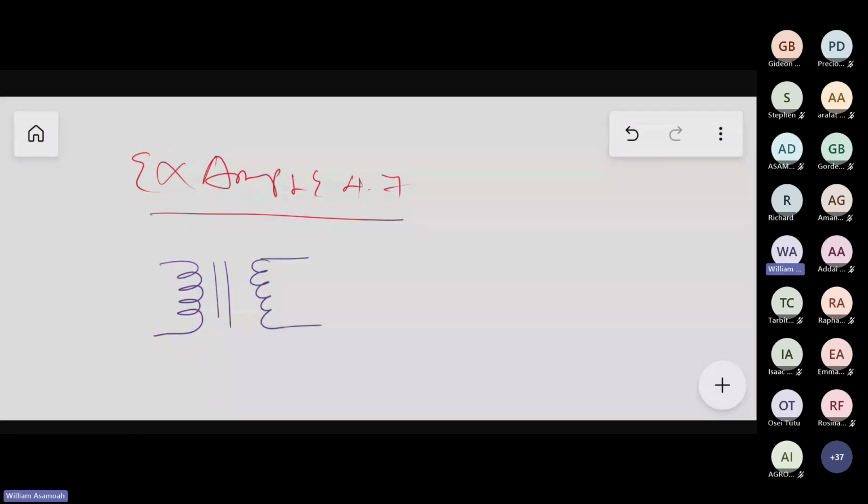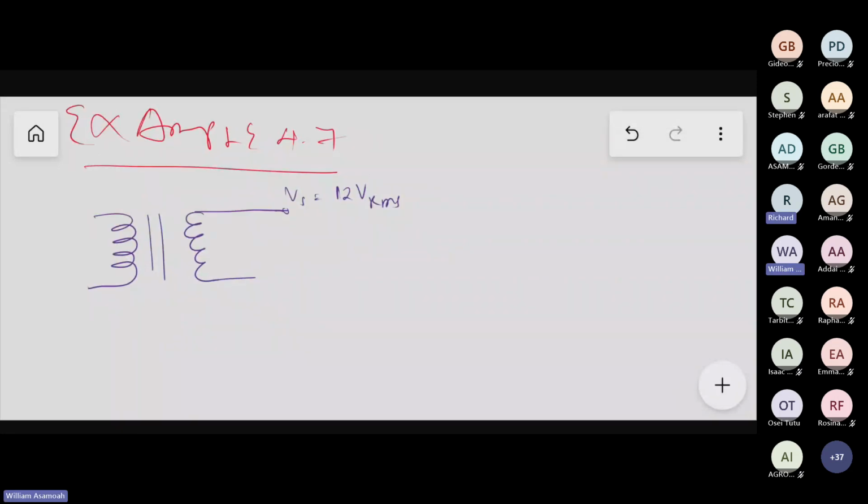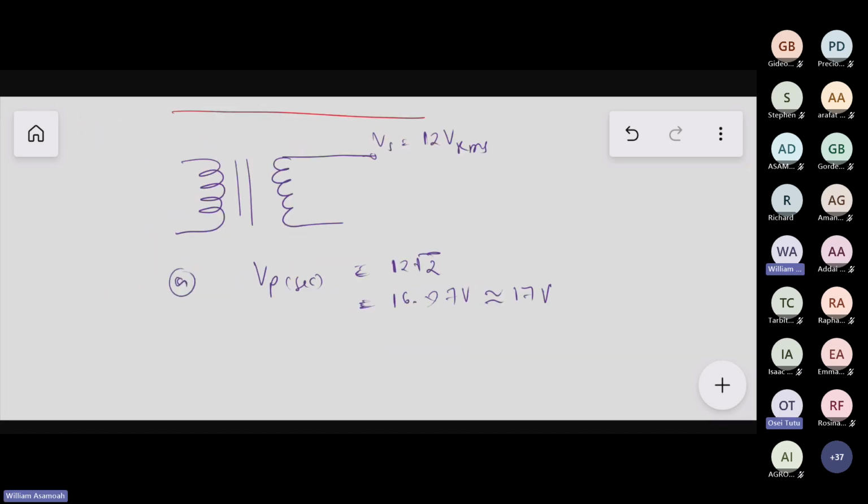And he says that the output here, Vs, is equal to 12 V RMS. So V peak at the secondary will be equal to 12 root 2. And that's equal to what? 16.97. Approximately 17 volts. So that will be the answer to A: the V peak of the secondary, 17.